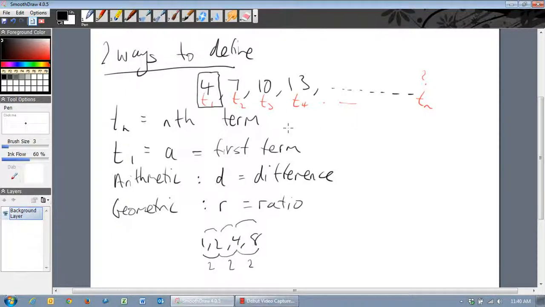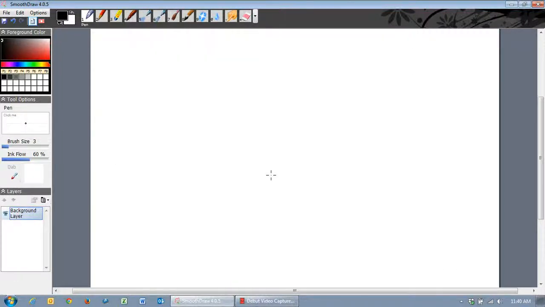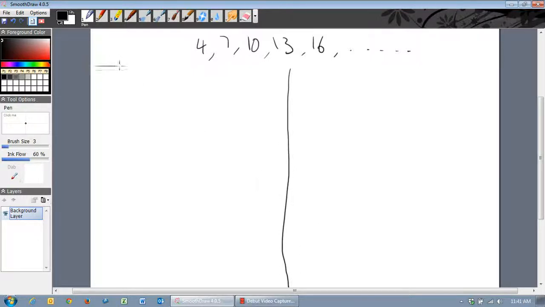And I'll come back to this now because I needed to do that first. So just a new page, and I'll come back to that same sequence again. So now that I've just defined a few things, 4, 7, 10. I should have done that first. That's okay. You'll bear with me, won't you? How can we define this sequence? Well, there's two ways, and I'll do it here. Just divide the page up into two ways.